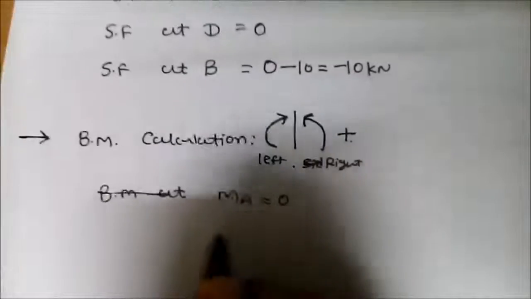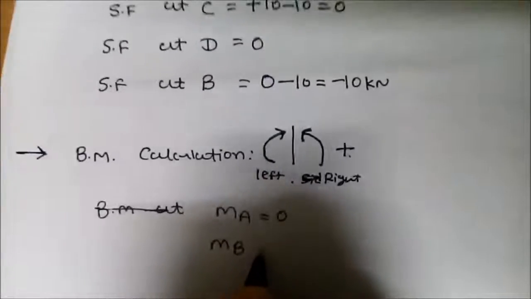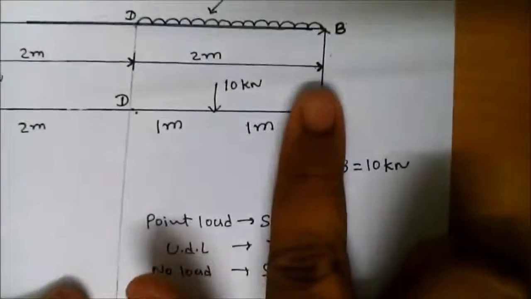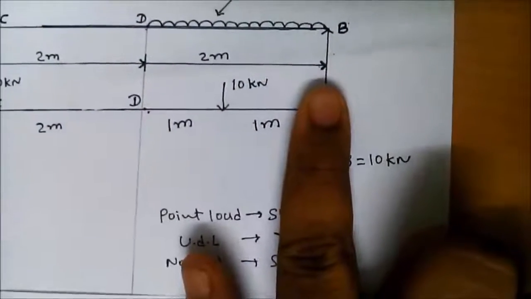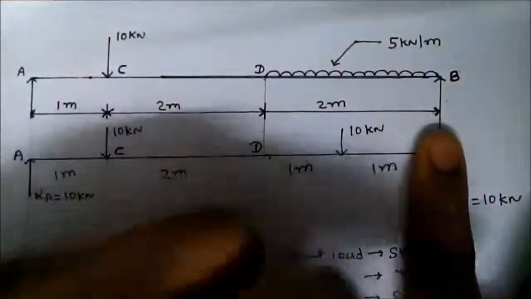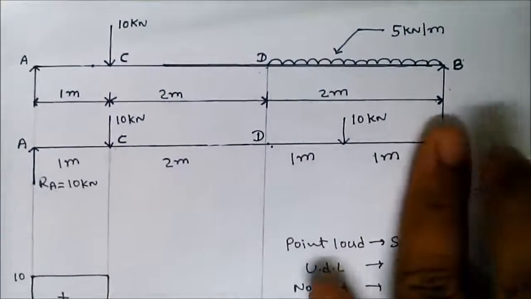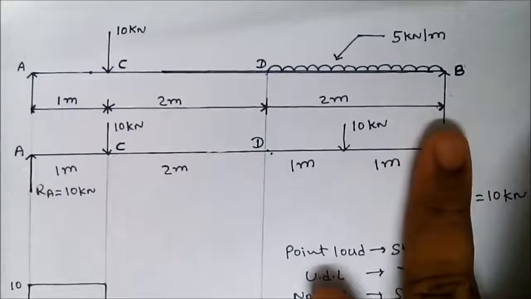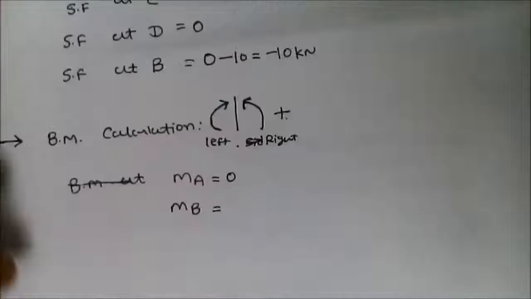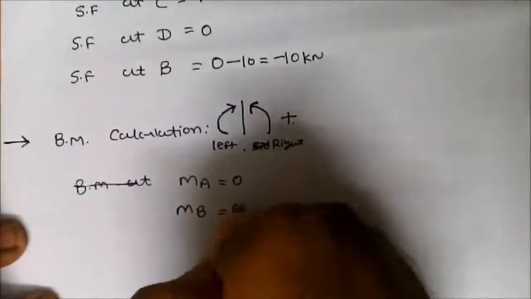Second, take bending moment at point B. So again hide point B. There are 3 forces on the left side, but there is no force on the right side. So no force, no distance, so bending moment is 0. So bending moment at B is equal to 0.